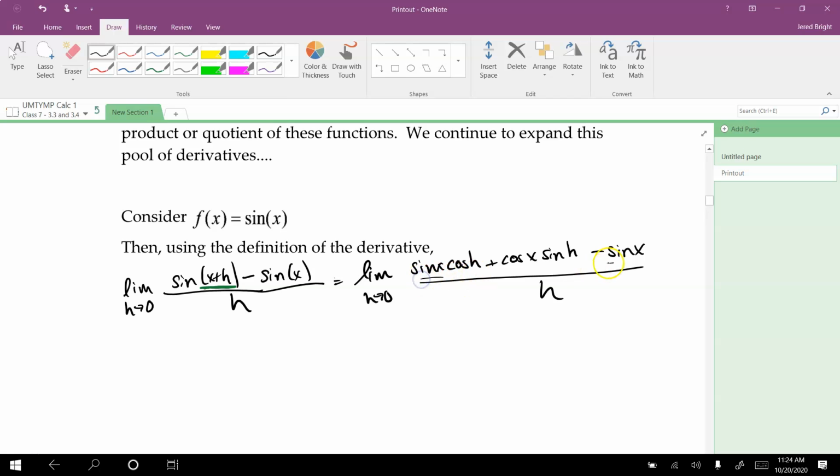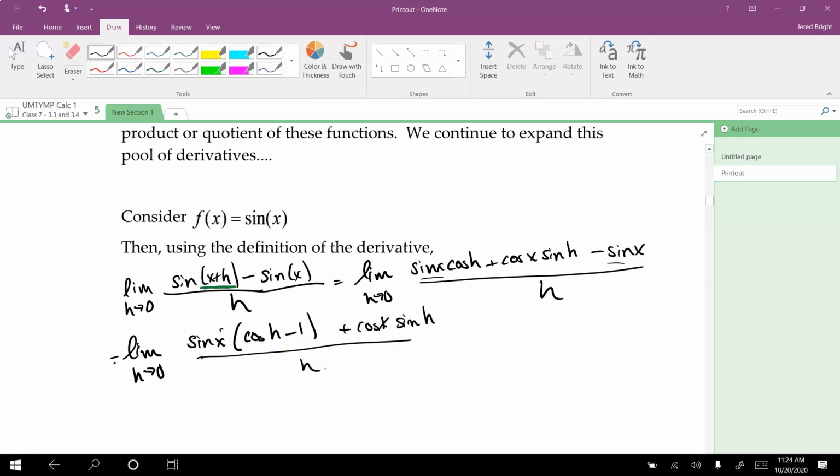Okay, and then what can we do? Well, we can group the things that have sine x in them. So this is equal to the limit as h goes to 0 of, and then we factor out a sine x, and then we're left with cosine of h minus 1, and then plus cosine x sine h, and then this is all divided by h. Alrighty, now we're looking at this and we're like, what can we do?